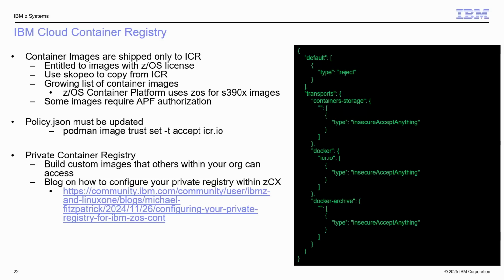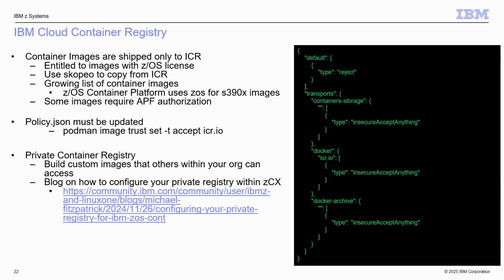But to call out a few, we provide a base z/OS image, a Java 8 and Java 17 image, a z/OS Connect image, a Go image, Node, and Python. That list is constantly updating. And those are the base images that you'll be using to build your applications on top of. You would use Skopeo to copy these from ICR down to your local registries that you can access in your shop. I mentioned earlier that you'll have to update your policy.json in order to accept these images.